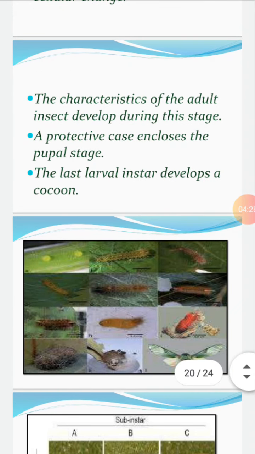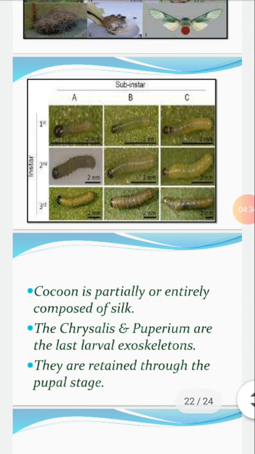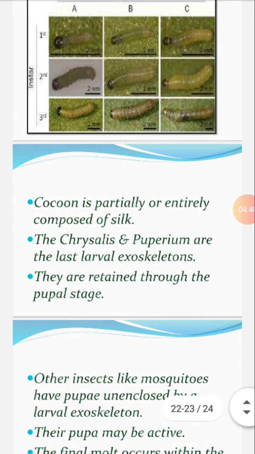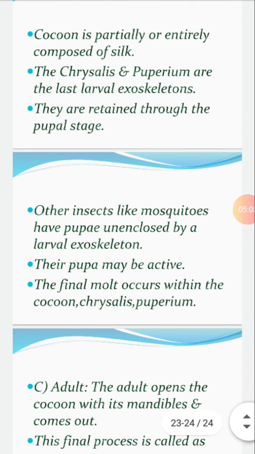As you can see, different larval instars. Now, what is a cocoon? It is partially or entirely composed of silk. The chrysalis and puparium are the last larval exoskeletons. They are retained through the pupal stage. Other insects like mosquitoes have an unenclosed pupa. That is, they are not enclosed by a larval exoskeleton. Their pupa may be active. The final molt occurs within the silk protective covering, cocoon, chrysalis or puparium.